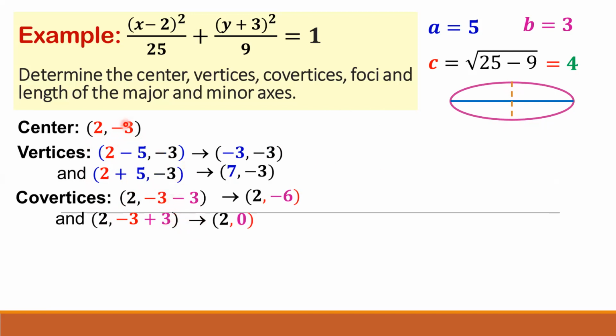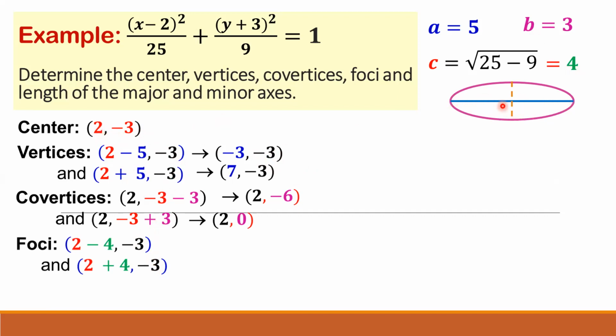So we might get confused, right? Because subtraction is not commutative. Okay? And now for the foci, we said they are on the same horizontal line as the vertices and the center. So, fixing -3, we should be adding and subtracting 4 from 2.